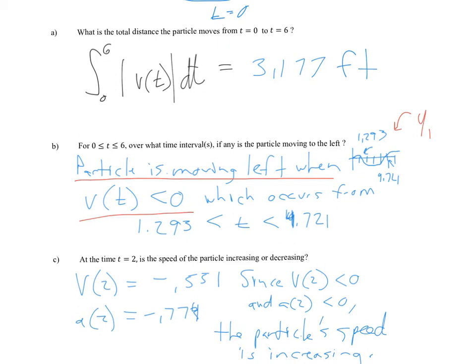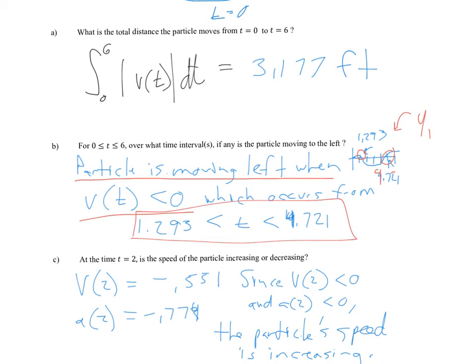So I did a little sketch of my graph there, and I had to use my zero function, but it crossed at 1.293 seconds and also at 4.721 seconds. So I used my zero function on my calculator, and that is the answer there.